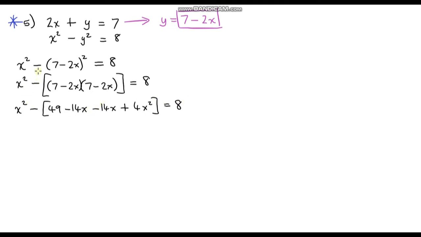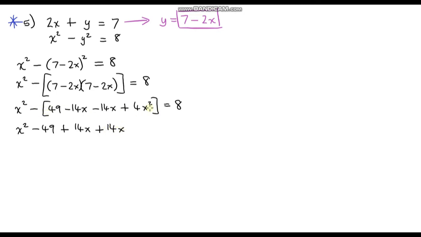Now remember, we are subtracting this whole thing. So we need to make sure we distribute the negatives correctly. So we've got x squared. Now we're going to have minus 49. We're going to subtract negative 14x. That's the same as adding 14x. We're going to add another 14x.